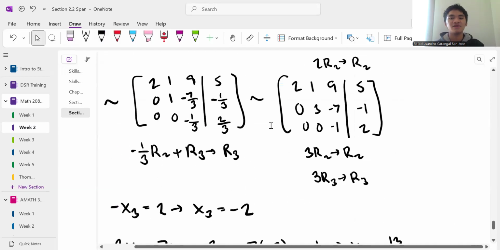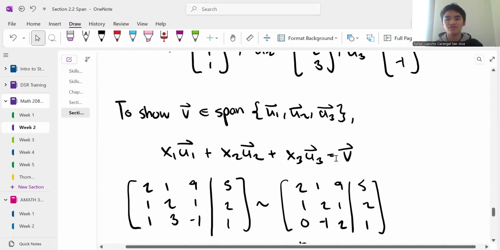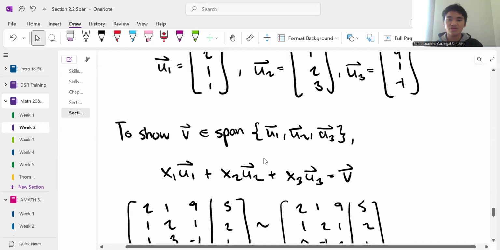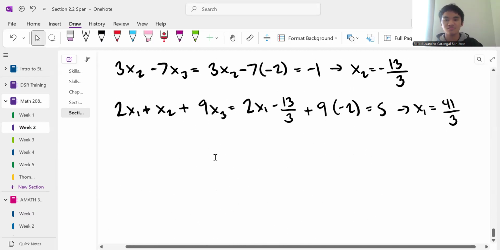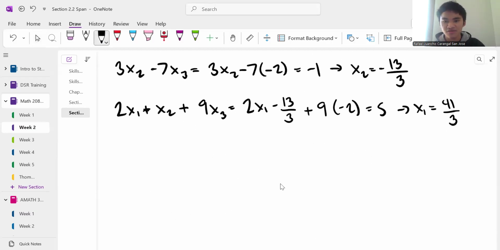And since we have a linear combination that we can write to get v, then we know v is in the span. Let me see if I got that one. Or I didn't. Probably didn't.